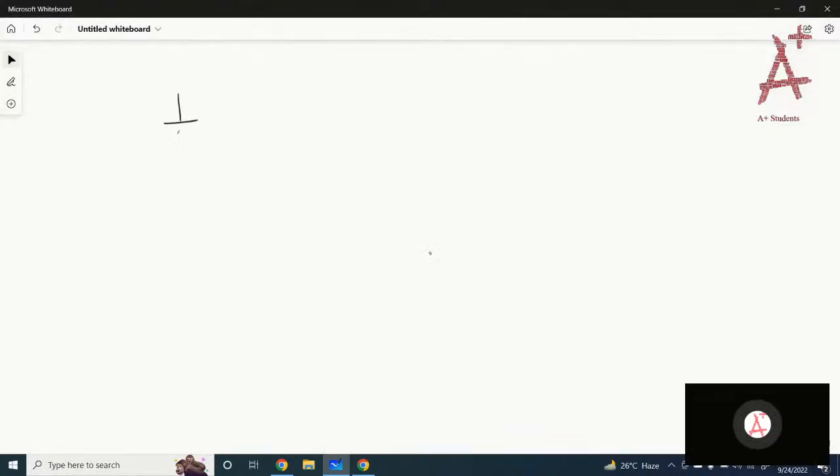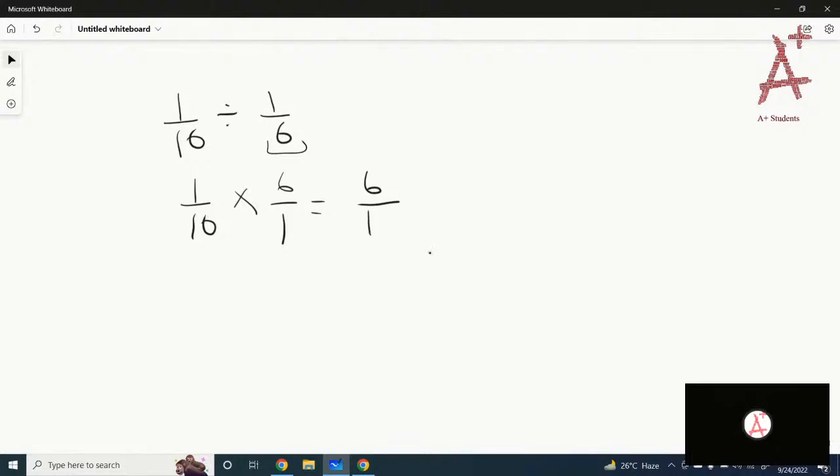Okay, the next one is 1 by 10 divided by 1 by 6. So again, replace the division sign with the multiplication one by taking the reciprocal of this one. It is 6 by 1 then. Now you have to multiply numerator times numerator. So 1 times 6 is 6 and 10 times 1 is 10.